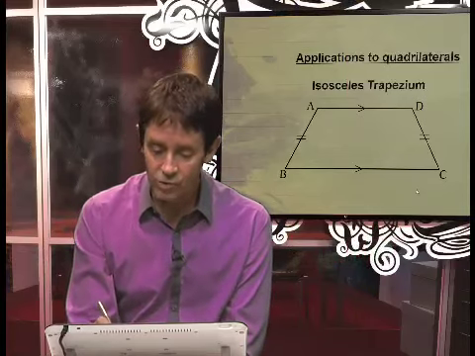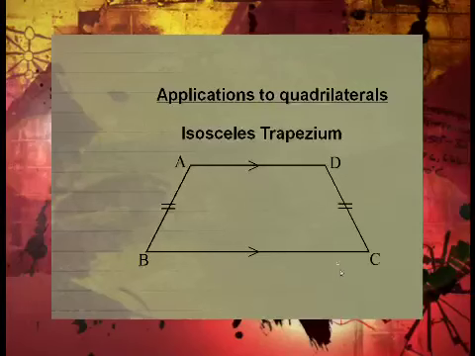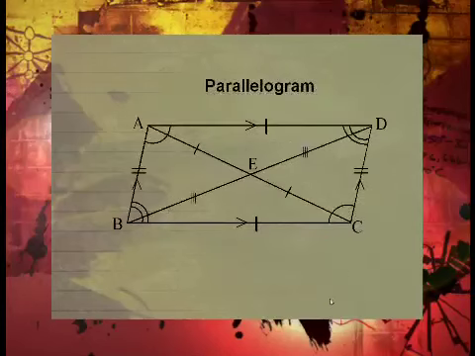We can have different quadrilaterals: a trapezium, where the two sides are parallel, and a parallelogram, where the opposite sides are equal and parallel, and the opposite angles are equal. The grade 10s are going to do this in a lot of detail. The diagonals bisect each other, they cut each other in half.